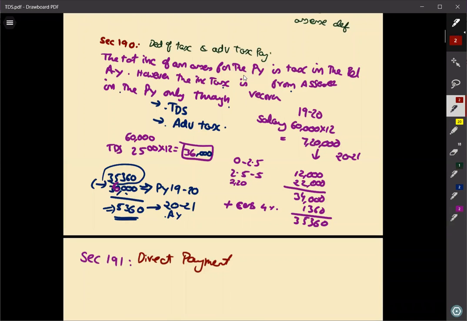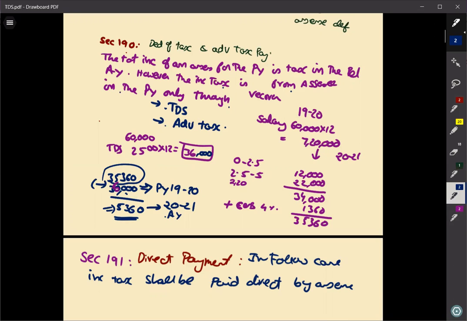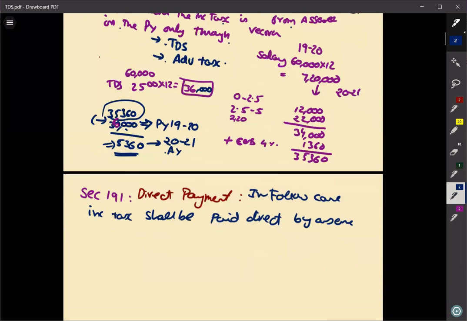See, section 190 says the payer has to deduct the tax. 191 says that tax is payable by the assessee directly in the following cases, not in all the cases. In the following cases, income tax shall be paid directly by the assessee. So whatever assessee is there, that assessee can directly pay the amount of tax. What are those cases? Let us see.